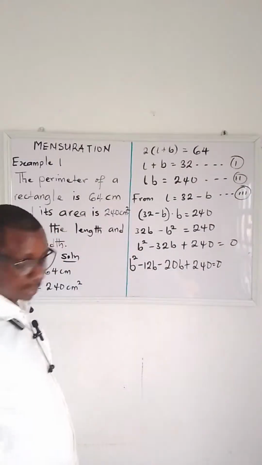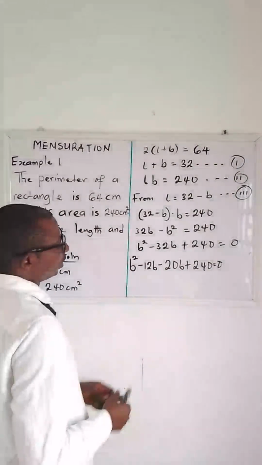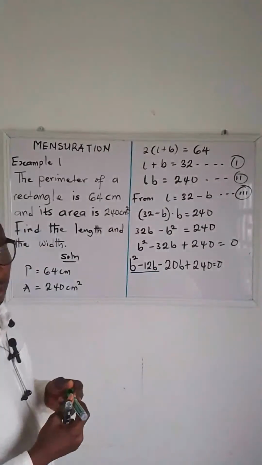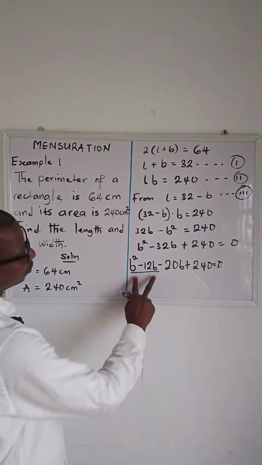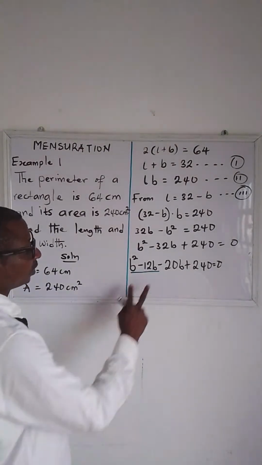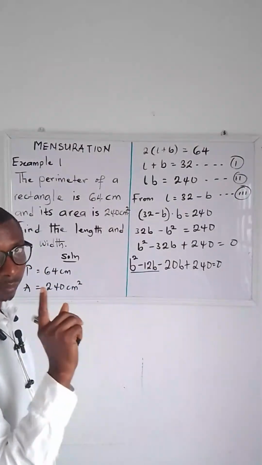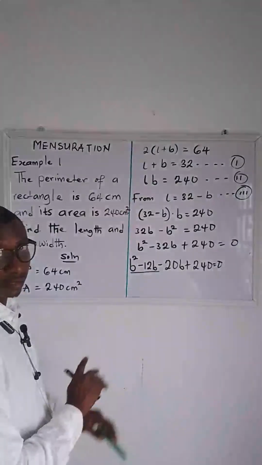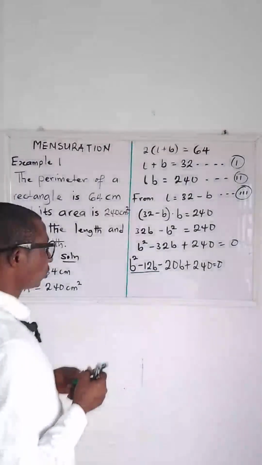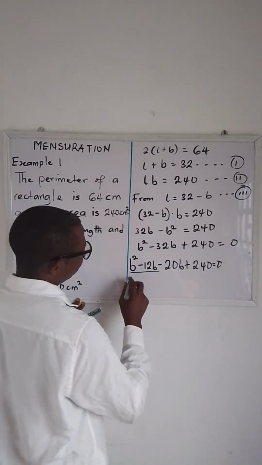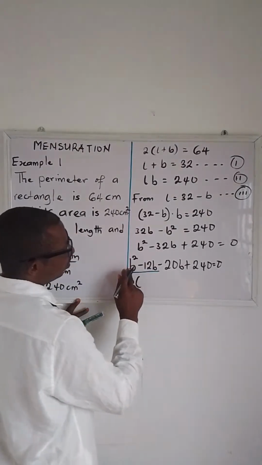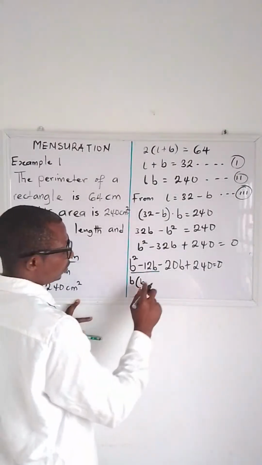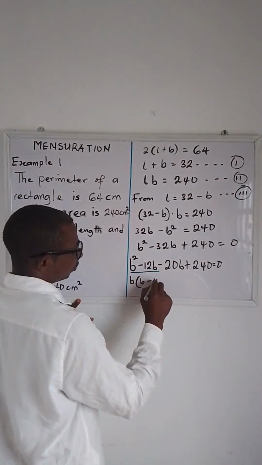Now the next thing is to find the GCD of the first pair. What's the GCD? The common factor, that is B. B can completely go into both terms, and it is the greatest factor. So we have B. When you divide B squared by B, you have B. Divide negative 12B by B, you have negative 12.